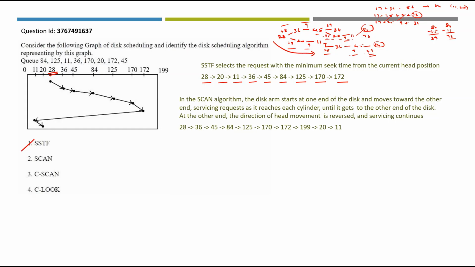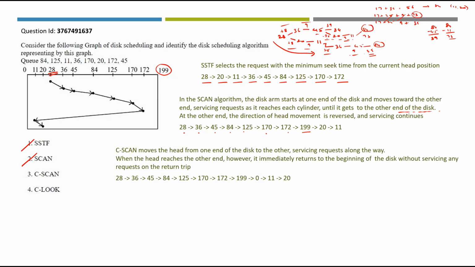They are saying it will move till the other end of the disk. What is the end here? 199. So we will start with 28, then move towards 36, 45, 84, 125, 170, 172. From 172 we have to touch 199. From 199 we have to reverse the direction of the head movement and servicing continues, so you have to start with 20 and then move to 11. Is this particular graph touching 199? No. Scan is also out of the race.